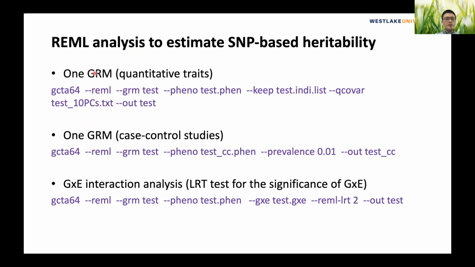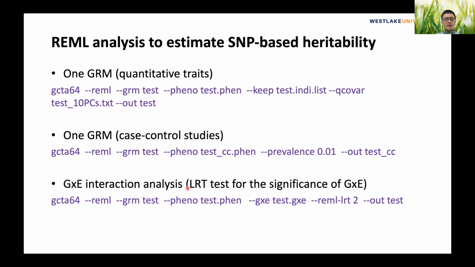Once you have the GRM, then you can run a REML analysis by typing this command, basically the flag --reml to input the GRM and the phenotype file. And we also have other flags, for example, to include a specific set of individuals or some covariates. In this case, we have 10 PCs included as covariates. If your data come from case-control studies, then you can specify the prevalence of a disease in the population to convert the estimate of SNP-based heritability from an observed 0-1 scale to an unobserved underlying liability scale.